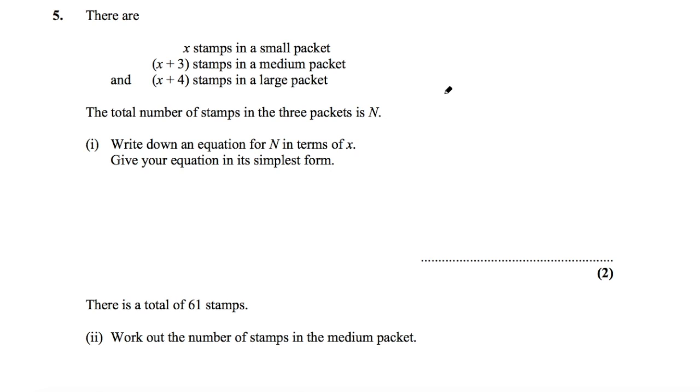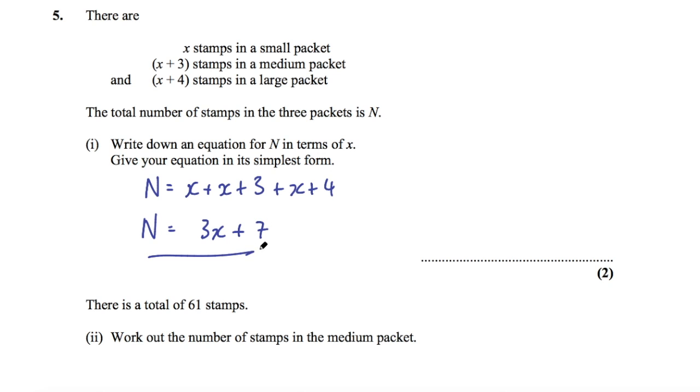Question 5 says there are x stamps in a small packet, x plus 3 stamps in a medium packet, and x plus 4 stamps in a large packet. The total number of stamps in the 3 packets is n. Write down an equation for n in terms of x. Give your equation in its simplest form. So we just need to add these amounts of stamps up to get n. So n is going to be x plus 3 plus x plus 4. And then we need to simplify that. So that's 3 lots of x plus 3 plus 4, that's 7. So n is going to equal 3x plus 7.